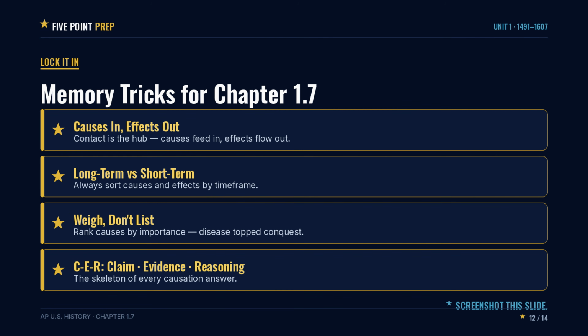Lock it in. Screenshot this slide. 1. Causes in, effects out. Picture contact as the hub, with causes feeding in and effects flowing out. 2. Long-term versus short-term. Always sort your causes and effects by time frame. 3. Weigh, don't list. Rank causes by importance. Disease tops the list for conquest. And 4. CER: claim, evidence, reasoning. The skeleton of every causation answer. Four hooks, and you can think like a historian about all of period 1.